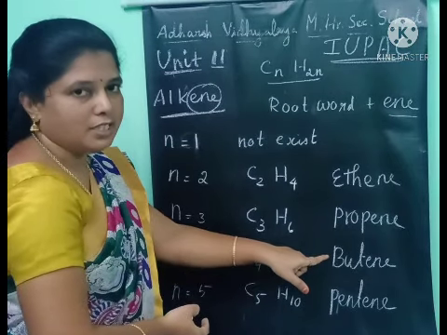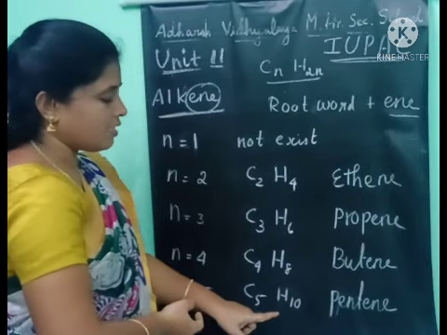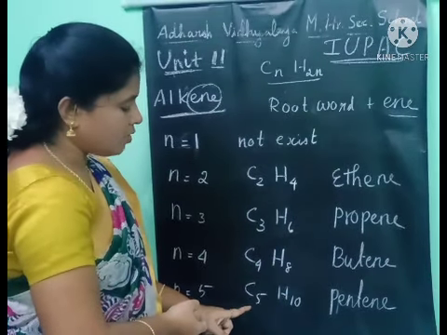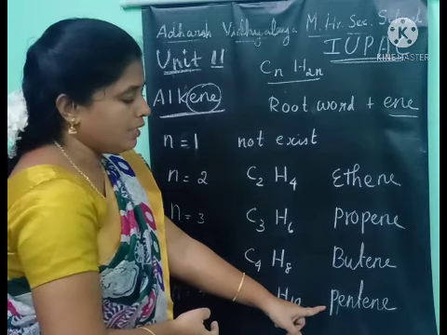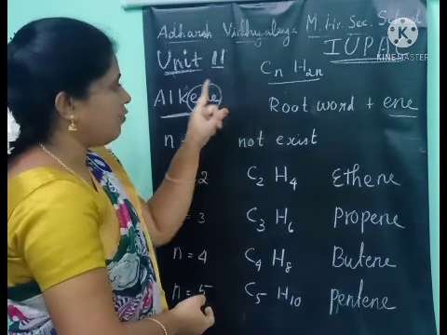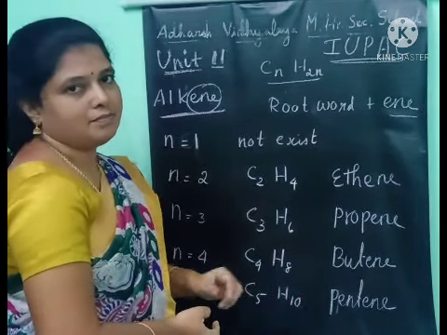C4H8, butene. C5H10. How many carbon atoms? 5, so the root word is pent. This is the alkene family, so pentene.